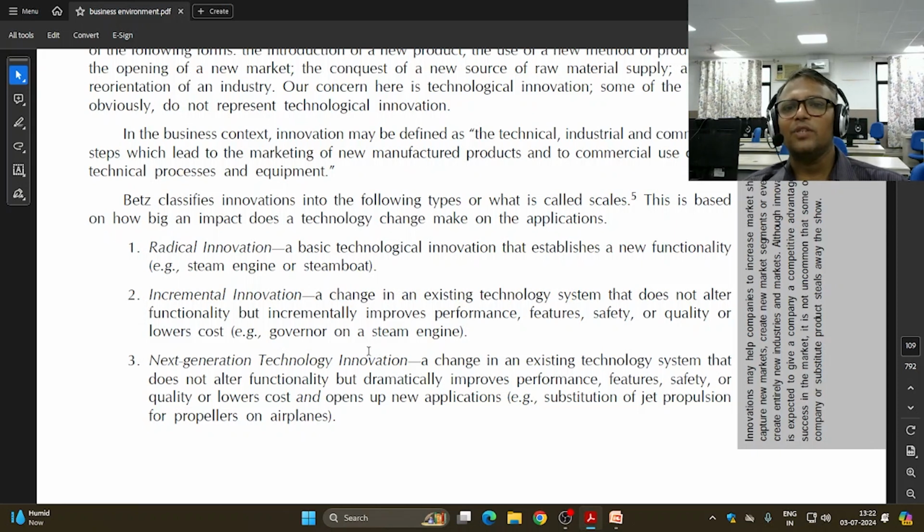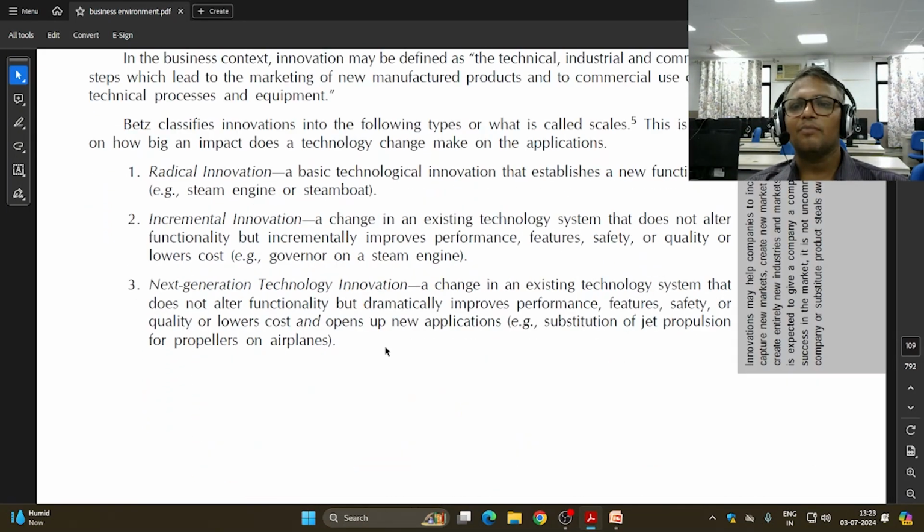One classifies innovations into the following types, what is called the scales. This is based on how big an impact the technology change can make on applications. Thus, radical innovation is the basic technological innovation that establishes a new functionality, for example, the steam engine or the steamboat. Incremental innovation is a change of an existing system that does not alter the functionality but incrementally improves the performance, features, safety, or quality at lower cost. Example, the governor on the steam engine.